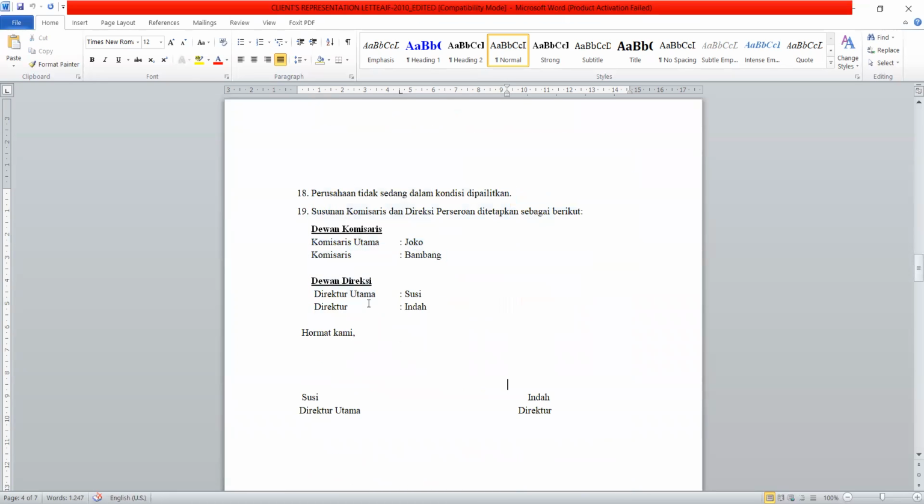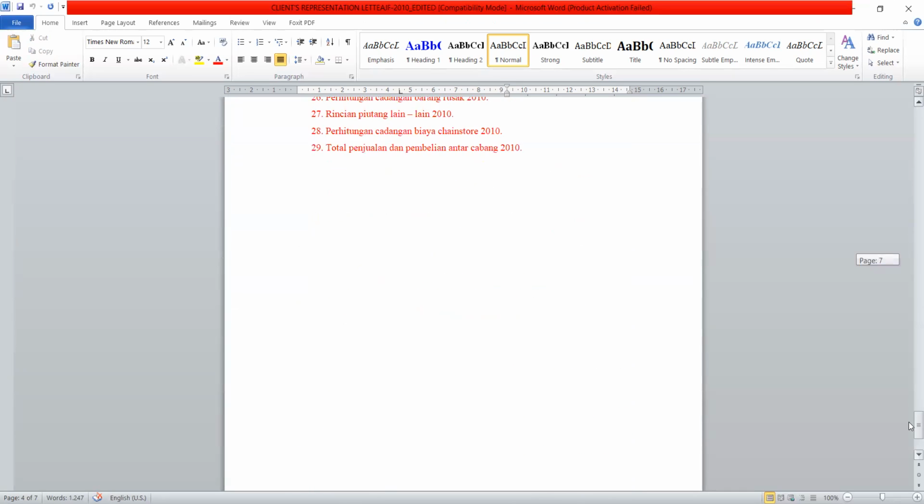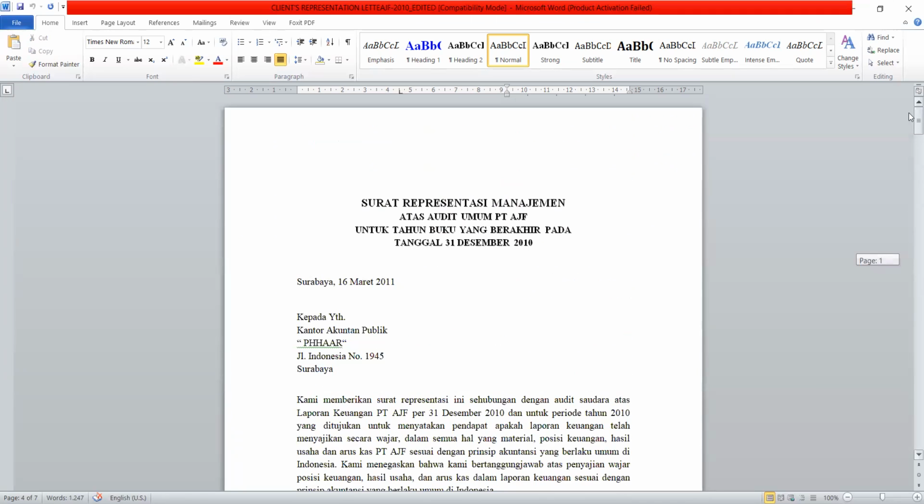And lastly, the director will sign the letter. And once again, this is the additional info attachment. This letter will not be included in any report, but will be kept by the CPA firm. It is a kind of guarantee. Okay, is there any question about the representation letter? Because this should be obtained by the auditor from the client.